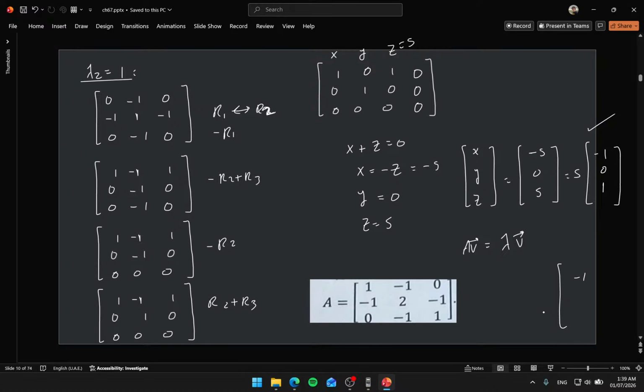Negative 1 times negative 1 plus 2 times 0 plus negative 1 times 1 is 0. 0 times negative 1 plus 0 times negative 1 plus 1 times 1 is 1. And if we multiply lambda by this, well, lambda is 1, so lambda times this is the same thing, so it's equal. So yes, it's correct. Last but not least, lambda 2 after lambda 3 equals 3.